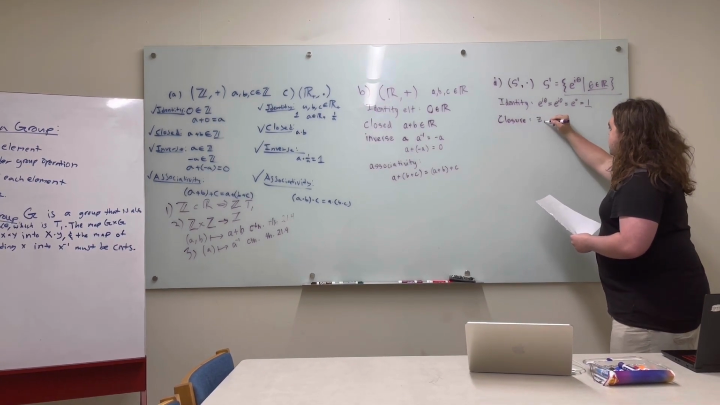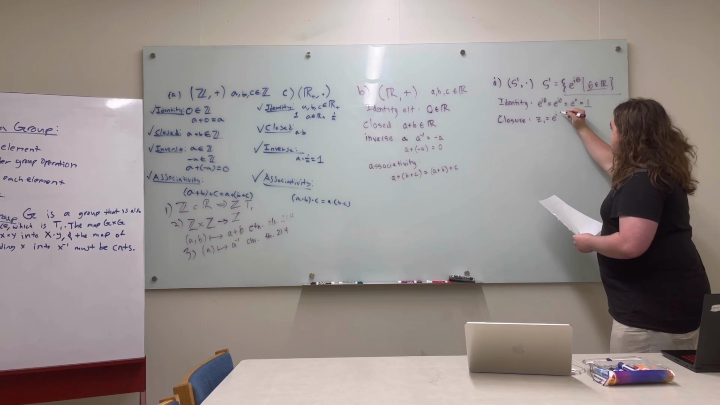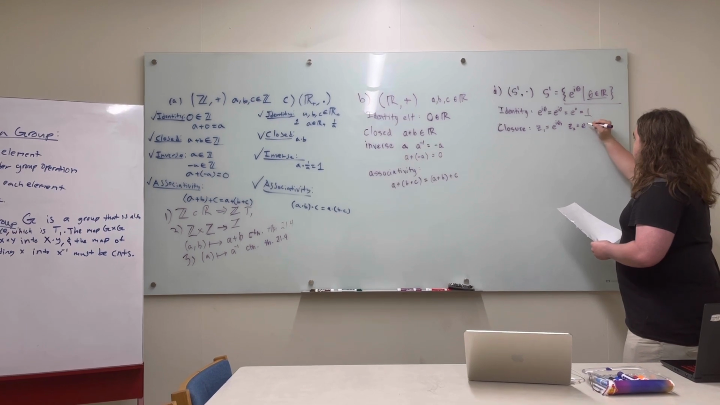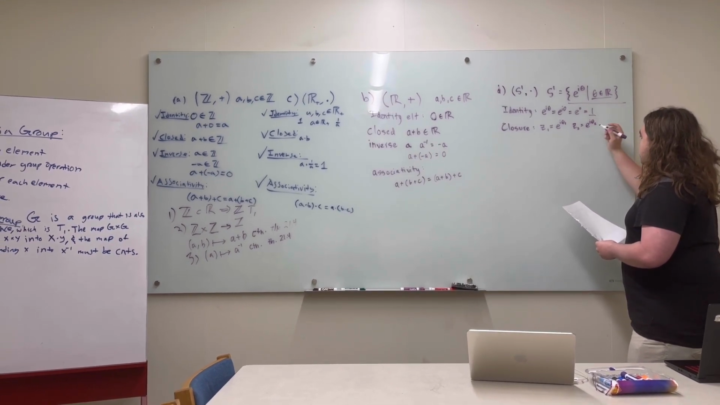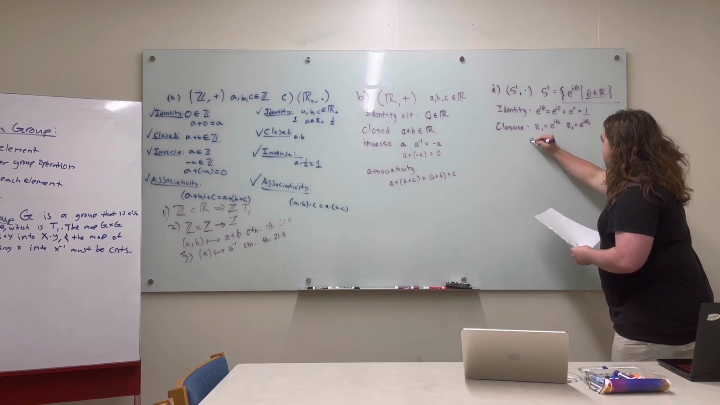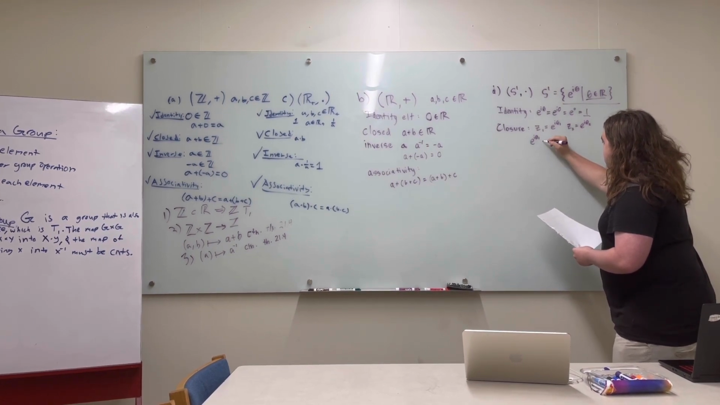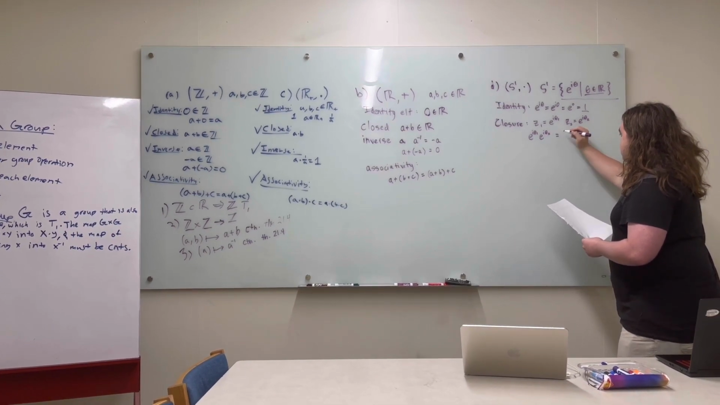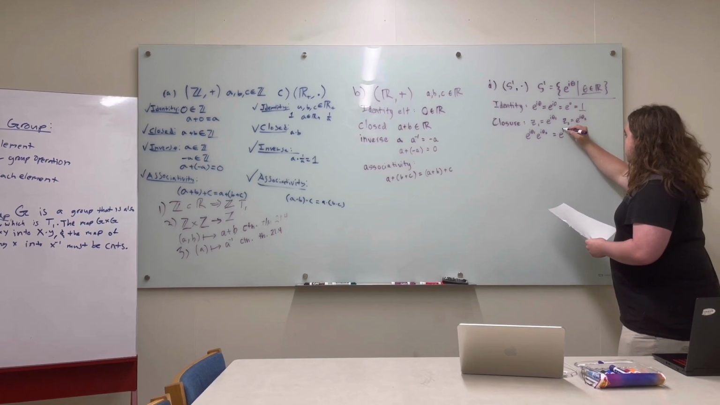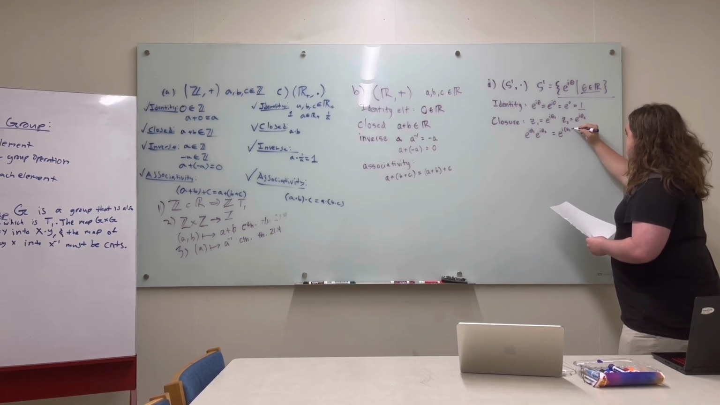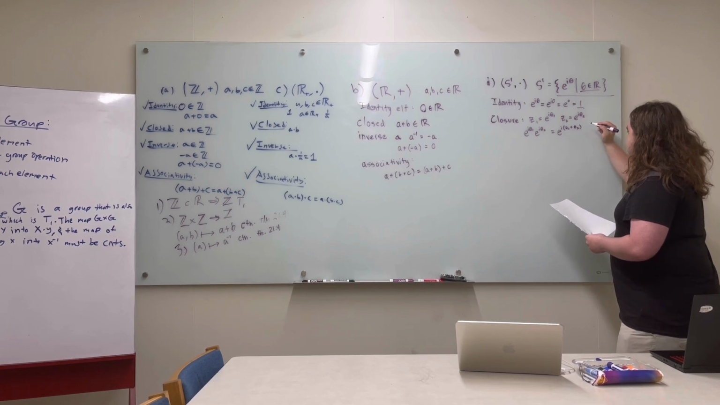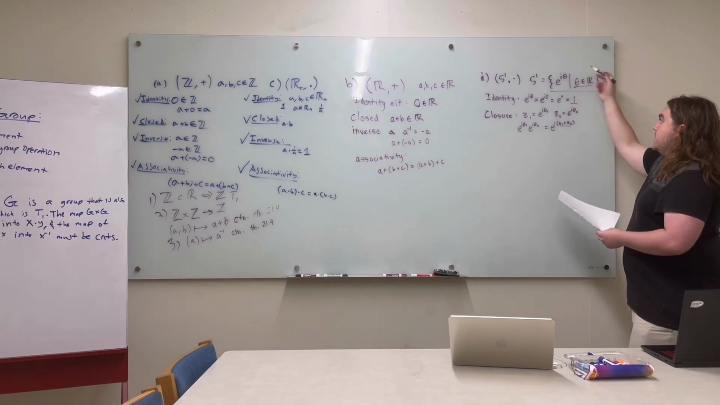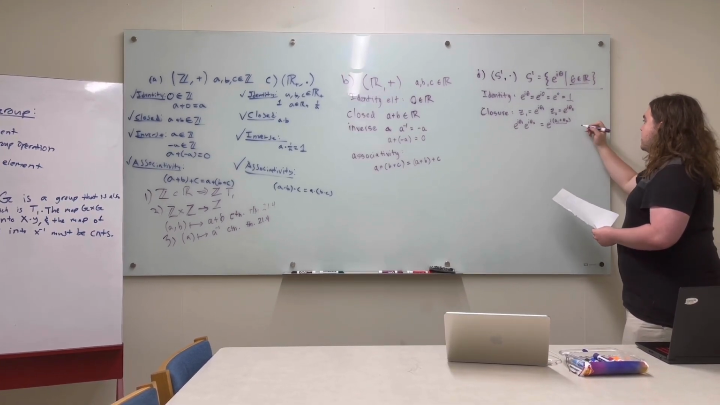So let's let Z1 equal e to the i theta 1, and let's let Z2 equal e to the i theta 2, and we're going to multiply them together. And then following simple exponent rules, we have e to the i (theta 1 plus theta 2), which of course is just a number on the unit circle again, so we're still in S1, so it is closed.